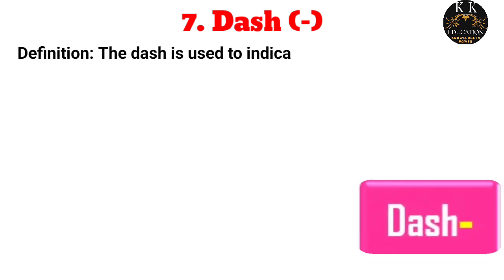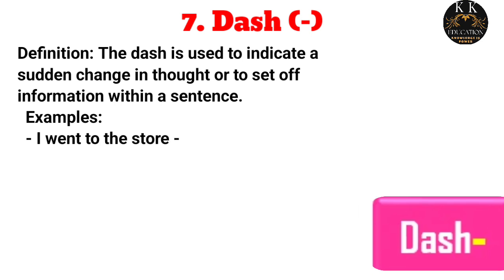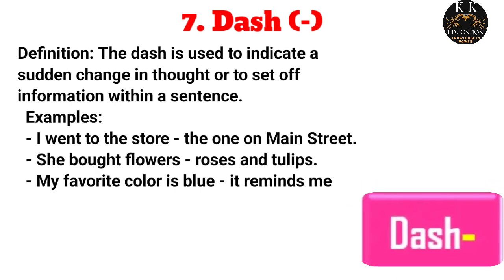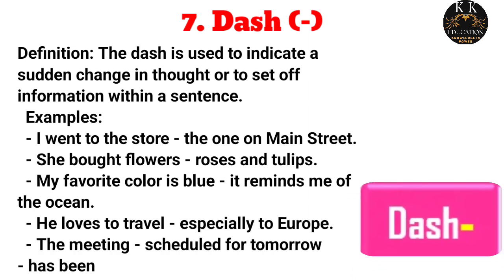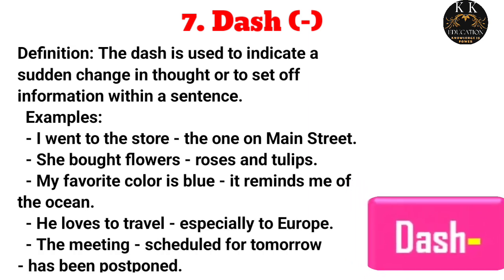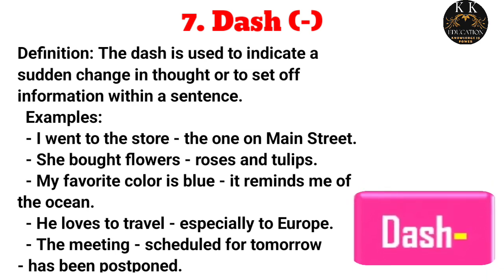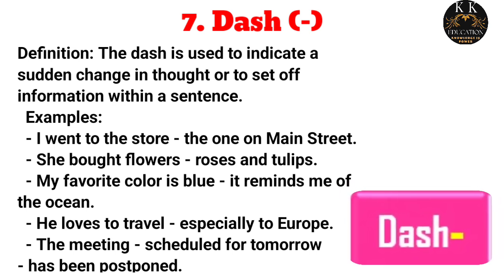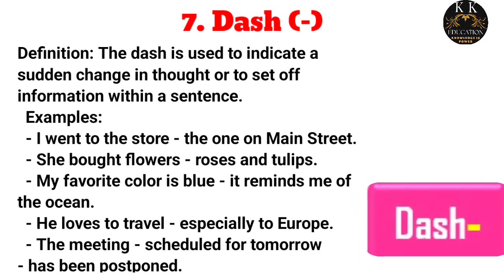7. Dash. Definition: the dash is used to indicate a sudden change in thought or to set off information within a sentence. Examples: I went to the store, the one on Main Street. She bought flowers, roses, and tulips. My favorite color is blue, it reminds me of the ocean. He loves to travel, especially to Europe. The meeting scheduled for tomorrow has been postponed.